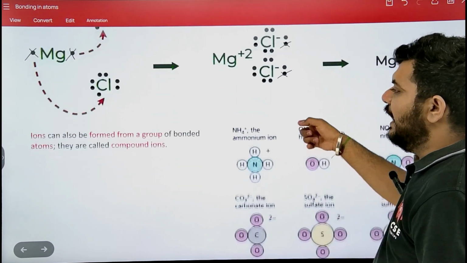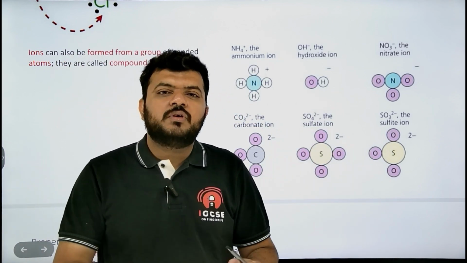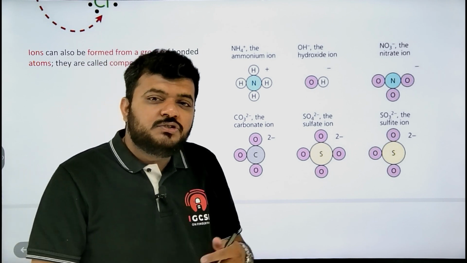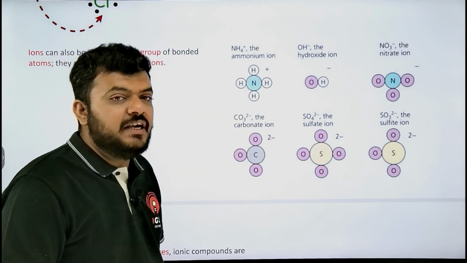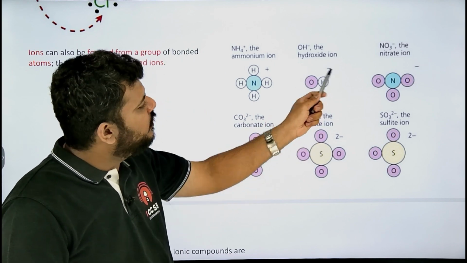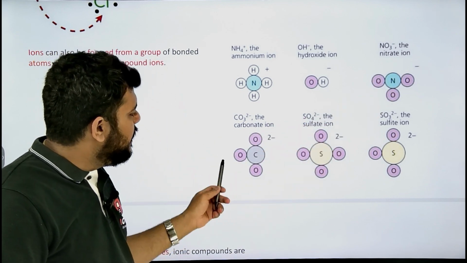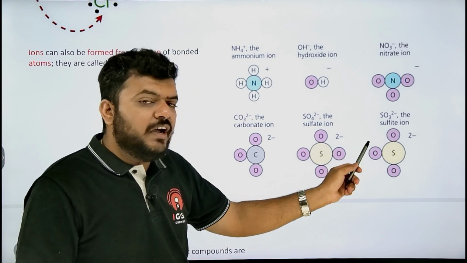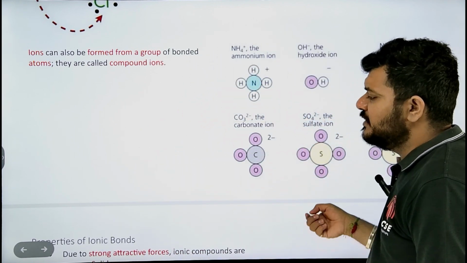Now let's see. Ions can also be formed from a group of bonded atoms. They are called compound ions. Thankfully we don't have to look at the dot and cross structure of these ions, but we do need to remember their charges so that we can form formulas of compounds easily, right? So you have NH4 plus: 1 nitrogen, 4 hydrogen, the overall charge is positive. Then you have OH minus: 1 oxygen, 1 hydrogen, the overall charge is minus 1. Nitrate ion: 1 nitrogen, 3 oxygen, overall charge minus 1. Carbonate ion: 3 oxygen, 1 carbon, 2 minus charge. Sulfate ion: 1 sulfur, 4 oxygen, 2 minus charge. Sulfite ion: 3 oxygen, 1 sulfur and 2 minus charge. So these are some ions that we need to remember.